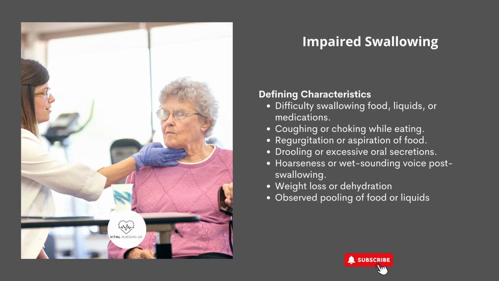Alright, so how do you know when a patient has impaired swallowing? Here are some defining characteristics. The patient may show difficulty swallowing food, liquids, or medications, coughing or choking while eating, regurgitation or aspiration of food, drooling or excessive oral secretions, hoarseness or wet-sounding voice post-swallowing, weight loss or dehydration related to inadequate intake, observed pooling of food or liquids in the oral cavity.